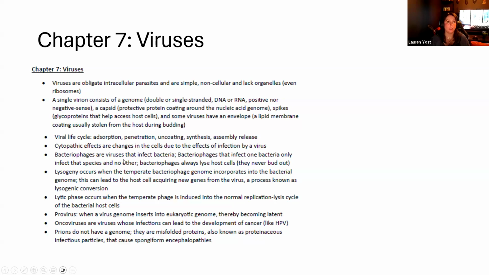Bacteriophages are viruses that only infect bacteria. They infect only one species of bacteria. So a T4 phage only infects E. coli. It can't infect any other kind of bacteria. But E. coli can be infected by a whole lot of different kinds of phages. All of those only infect E. coli. So it's kind of neat how that works. But the phages inject their DNA into the bacteria, and then the bacteria make copies of the phages and they just burst out of the cells, called lysis. That's how they get out.